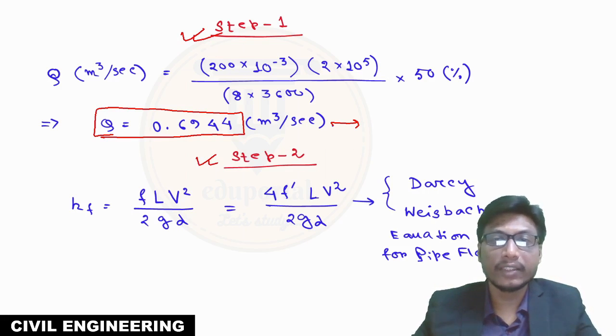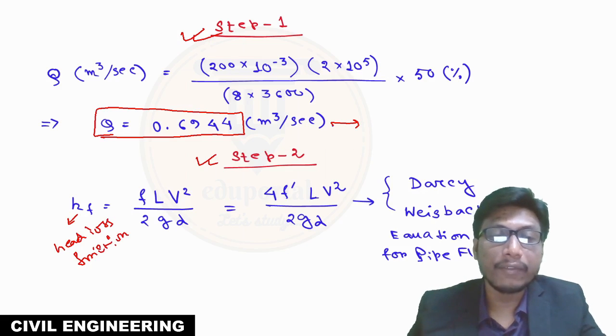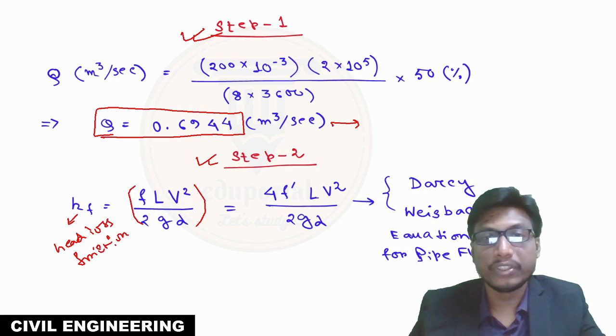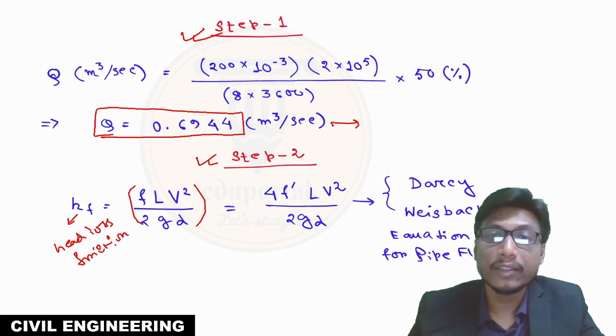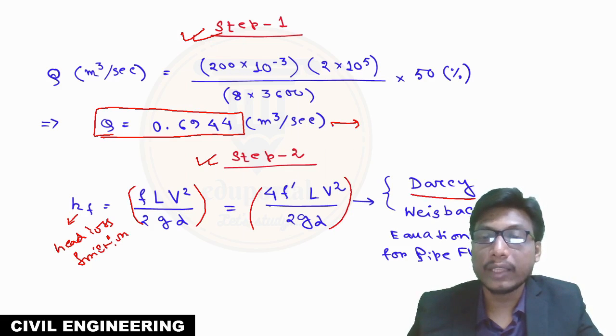So as we get discharge, now what should we determine? Given the head loss due to friction, head loss due to FLV square by 2GD, and sometimes we see this equation as HF equal to 4F dash LV square by 2GD. What is the difference? Both are the same equation. It is known as the Darcy-Weisbach equation for pipe flow.